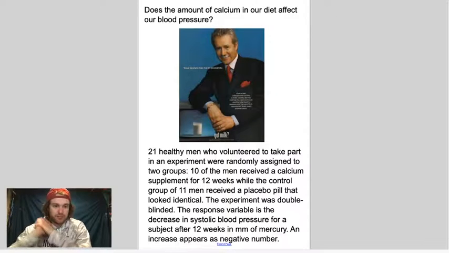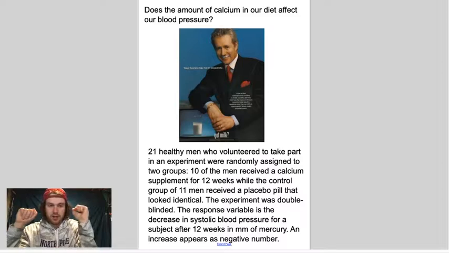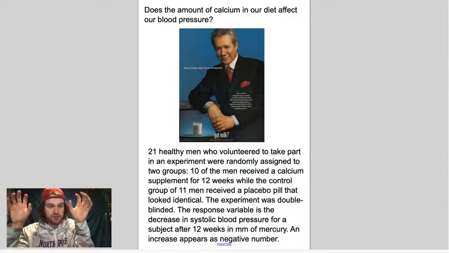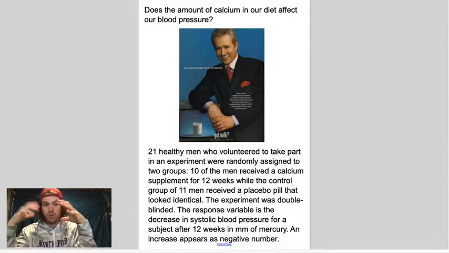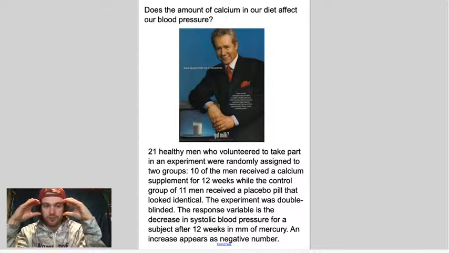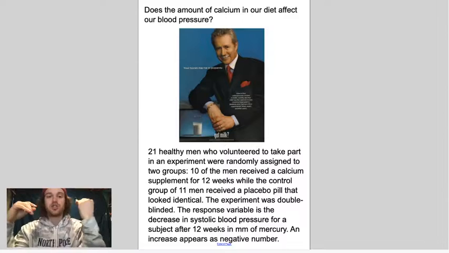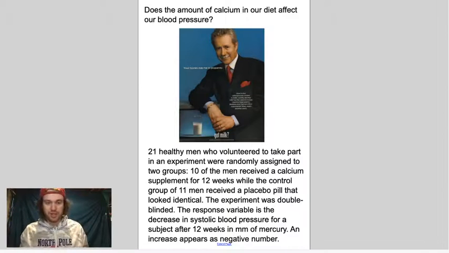So here's what we're doing. Here's the study. We got 21 volunteers, all right? 10 men randomly were put into the calcium group, okay? And 11 men were randomly put into the placebo group. In each group, each guy is going to take their blood pressure at the beginning of the study. They're going to take the pill for 12 weeks, and at the end of the study, they're going to take their blood pressure again.